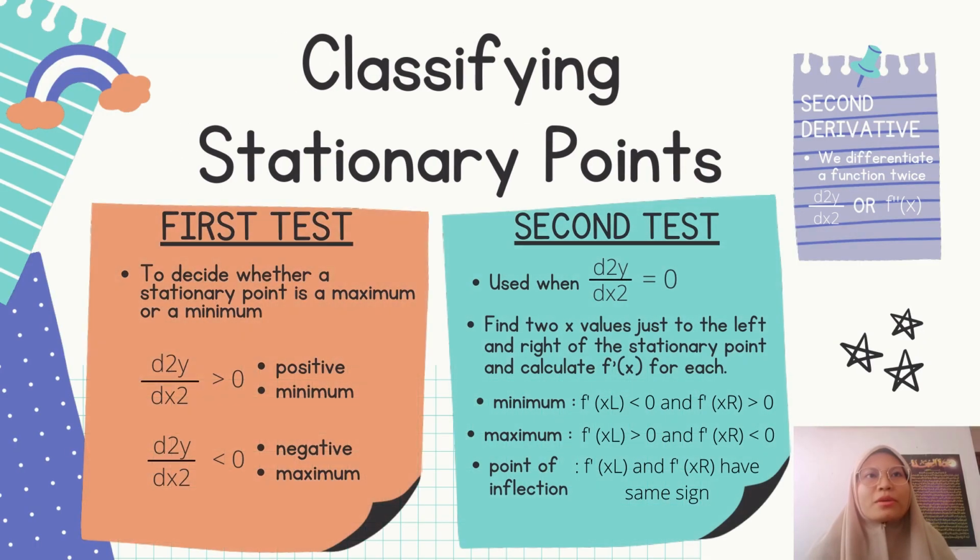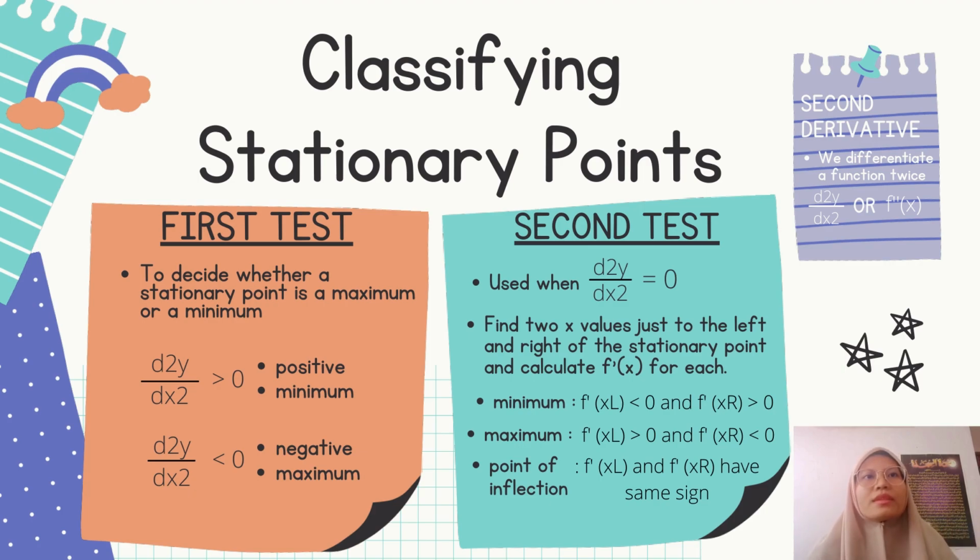Next, I will explain about classifying stationary points. To classify the stationary points, we need to use the second derivative, where we differentiate a function twice, so we can get d squared y over dx squared or f double prime x. We know that stationary points have local maximum, minimum, and point of inflection, so we use the first test and second test to classify them.